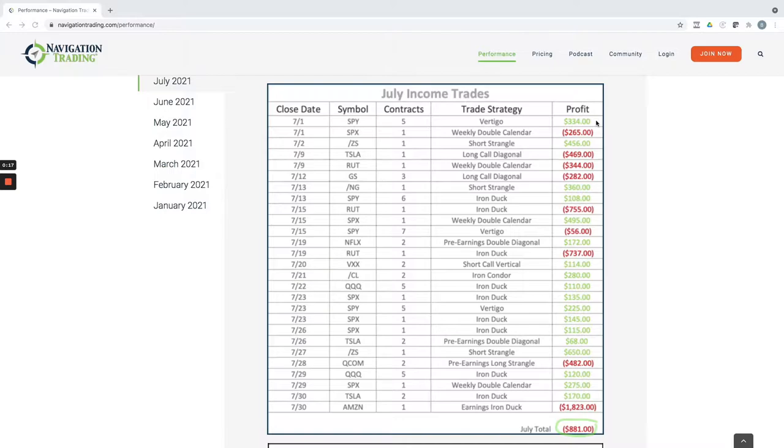I had a vertical put spread that was a winner, a weekly double calendar that was a loser, and a short strangle that was a winner. Instead of just going through all of these, really the main culprits were a couple of iron condors that we got smoked out of in RUT. And then the main one was the earnings iron condor on the last day of the month. Unfortunately, Amazon tanked after earnings, so it put us in a position where we really couldn't manage that and had to take a full loss. So minus 881 on our income trades.